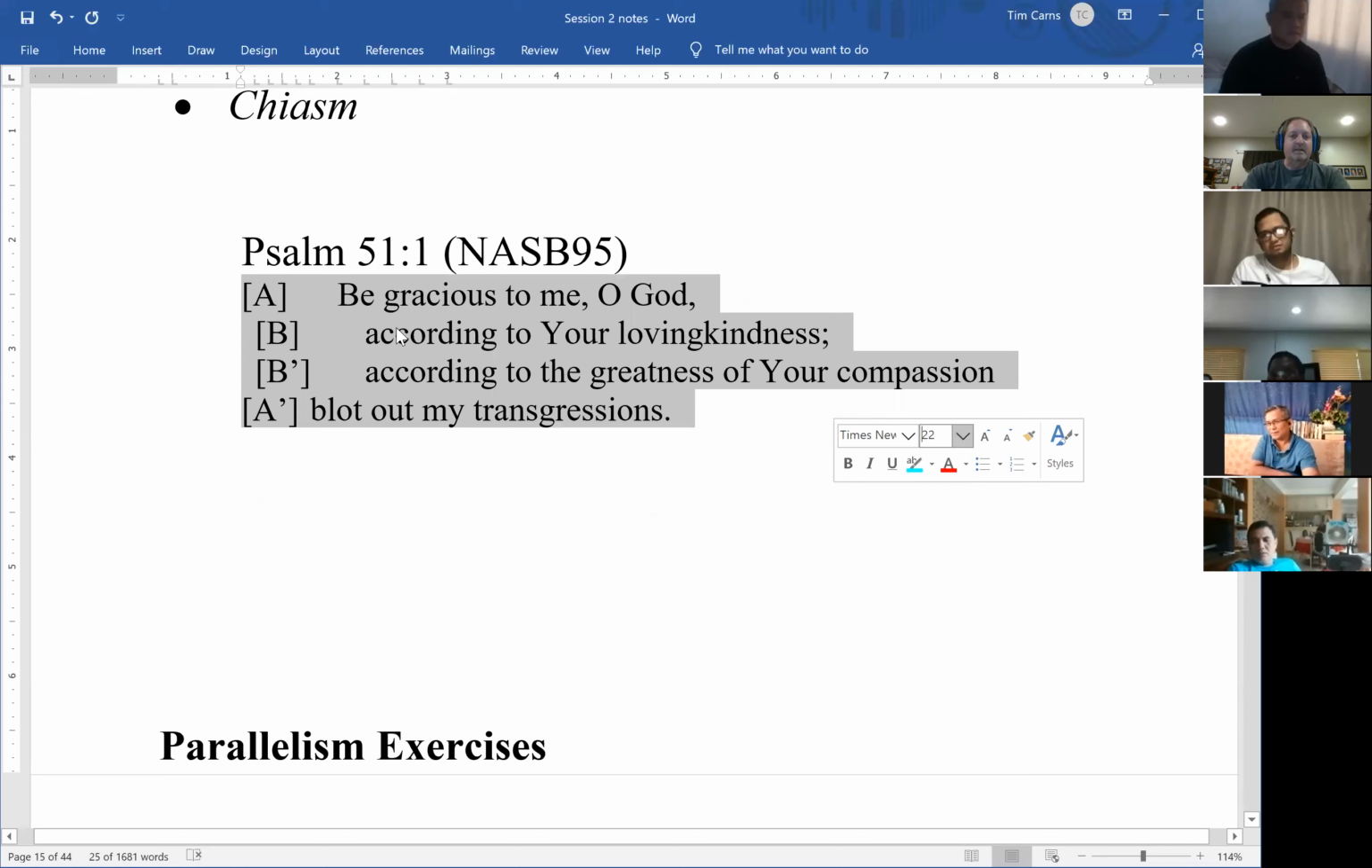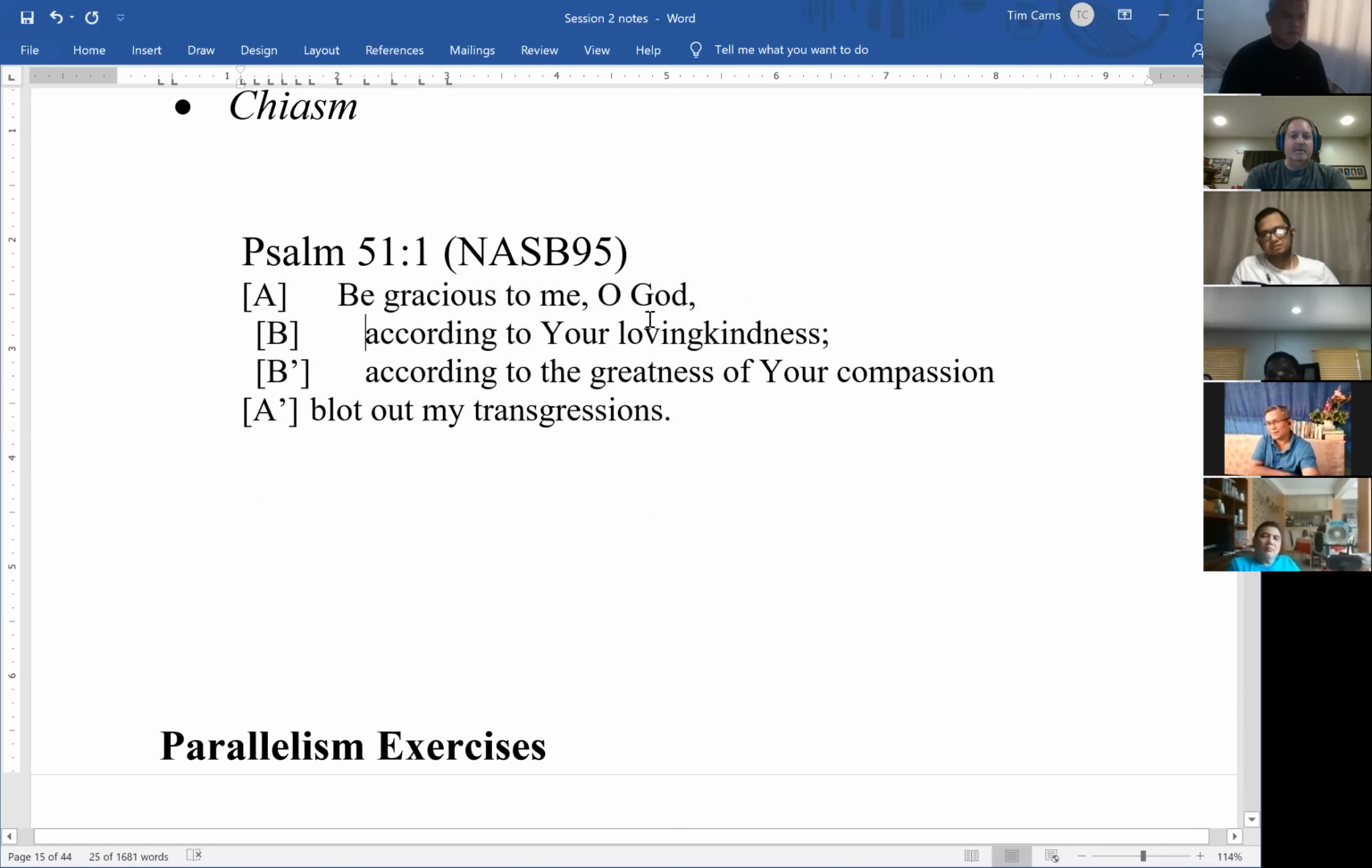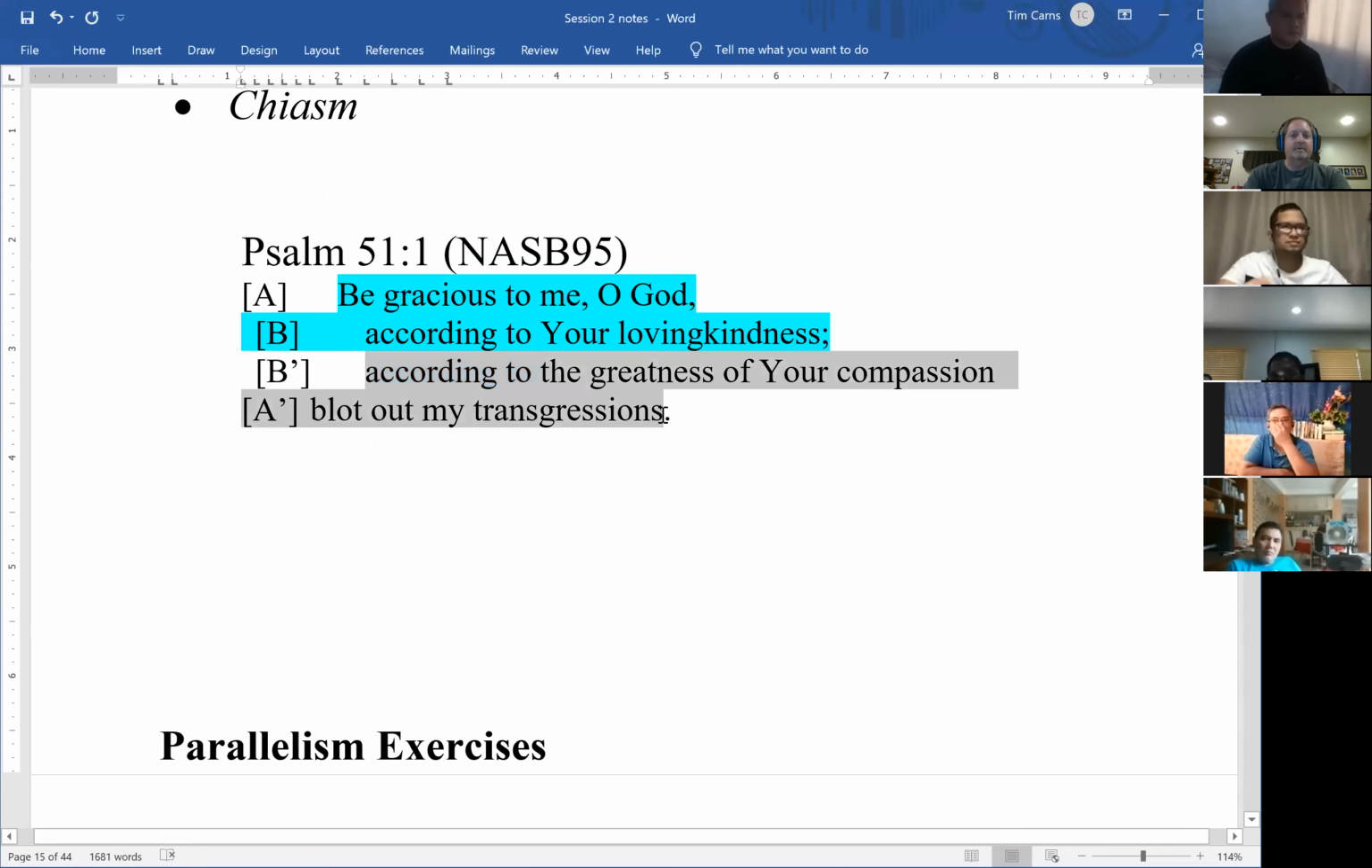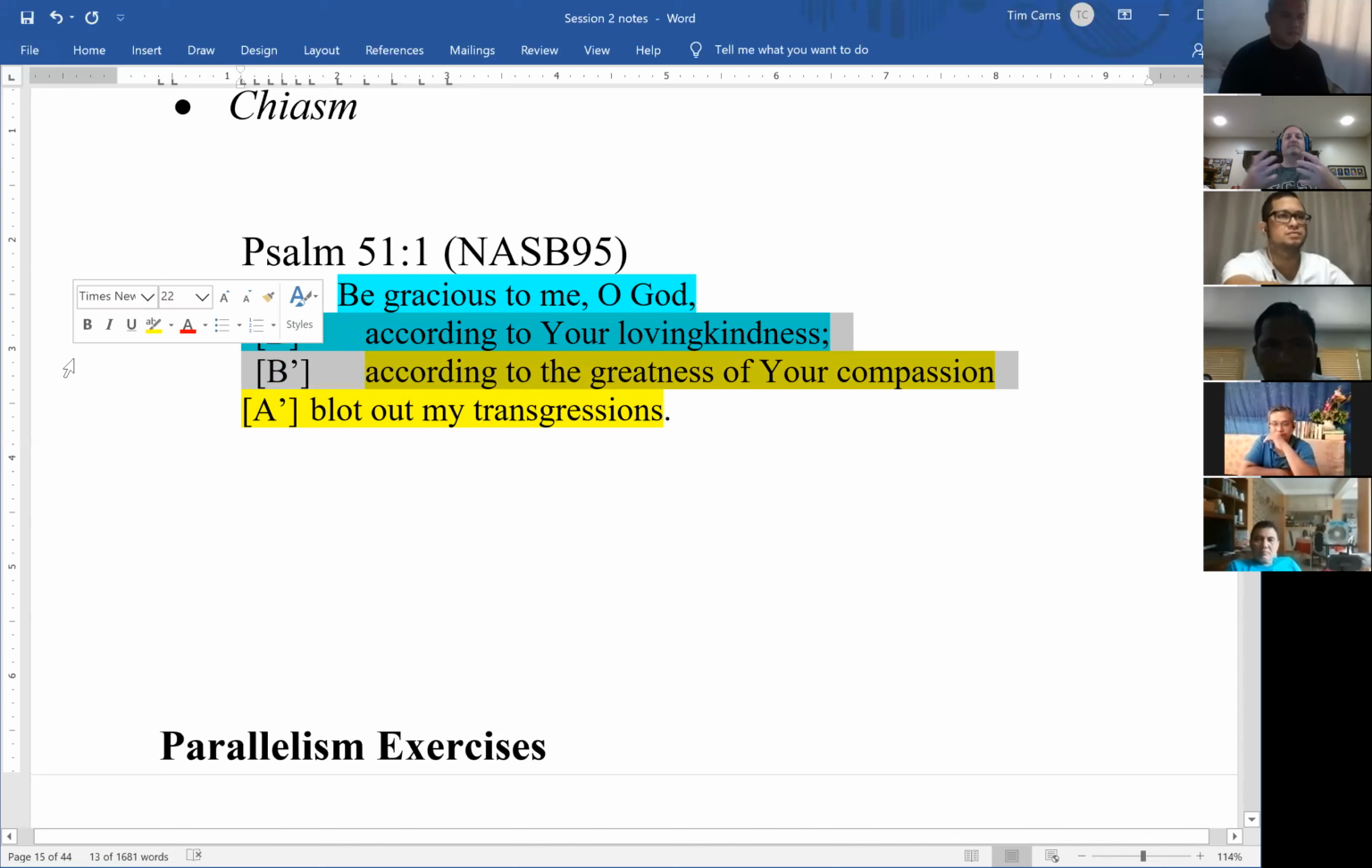Again, line 1 is "be gracious to me." And then line 2 is reversed: "according to your loving kindness." And again, the focus of a chiasm is the center two lines. That's being emphasized. So whenever you see a chiasm, he's not just doing this for creativeness.